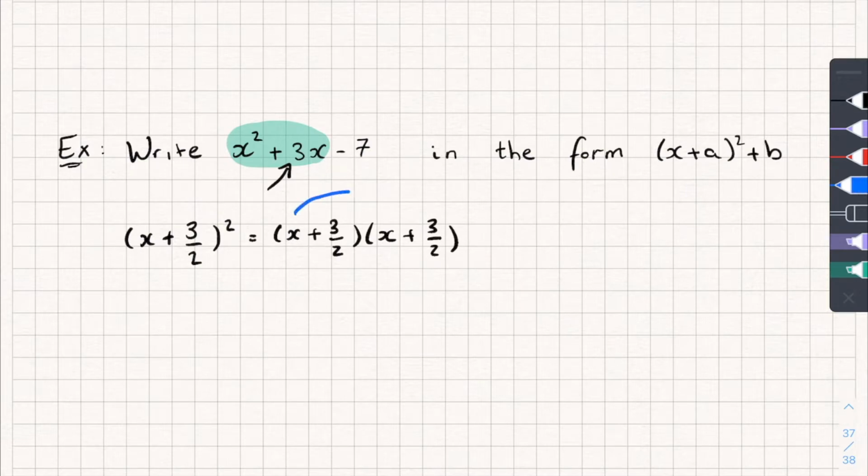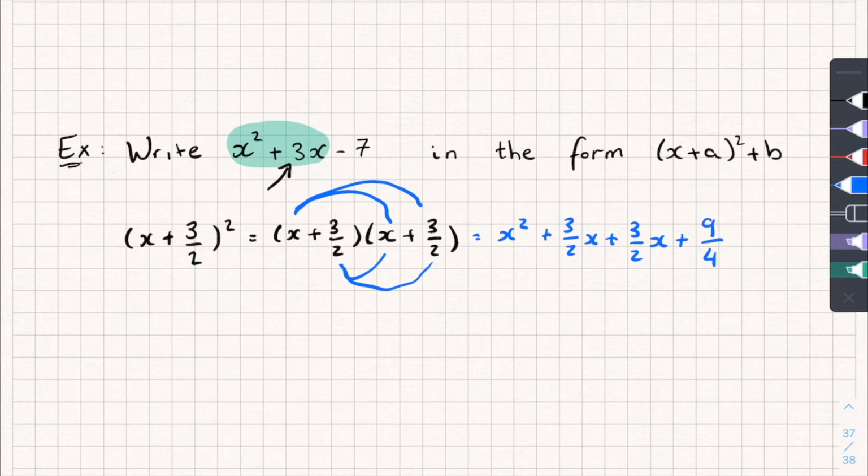So let's expand it and we get x multiplied by x, which is x squared. X multiplied by 3 over 2, which is 3 over 2x. 3 over 2 multiplied by x, which is 3 over 2x. And 3 over 2 multiplied by 3 over 2, which is 9 over 4. Again, I'm leaving it as fractions. Now if we collect like terms and simplify this, x plus 3 over 2 all squared is equal to x squared plus 3x plus 9 over 4. That's what we get, right?